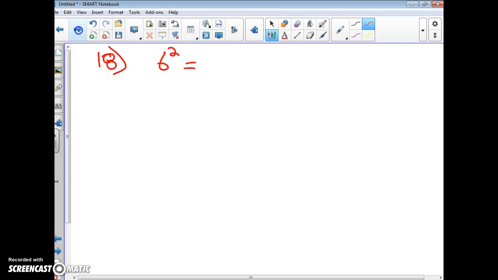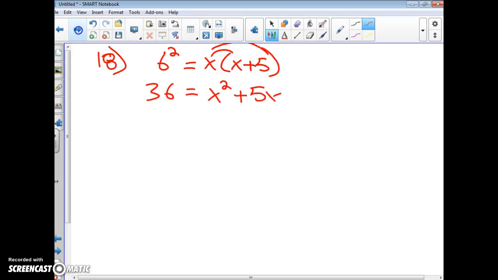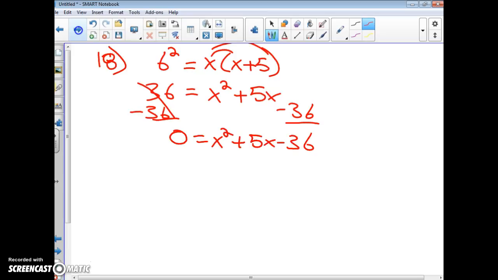6 squared equal to x times x plus 5. I get 36 on the left equal to distribute the x through. X times x is x squared. X times 5 is 5x. I want to get this thing equal to 0. I'm going to subtract 36 from both sides. I get 0 equal x squared plus 5x minus 36.